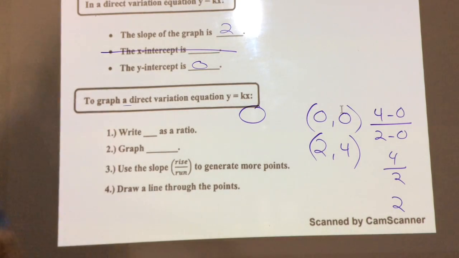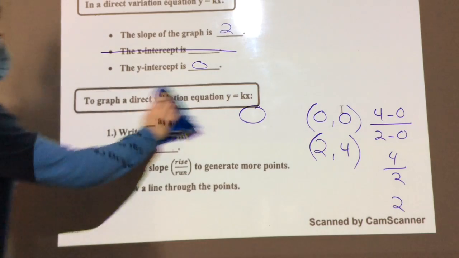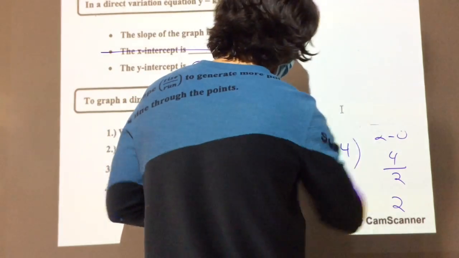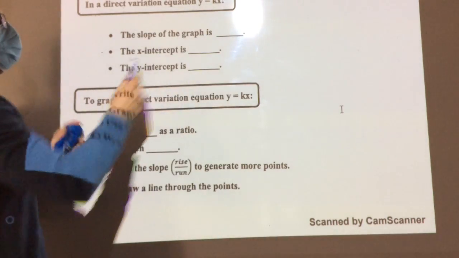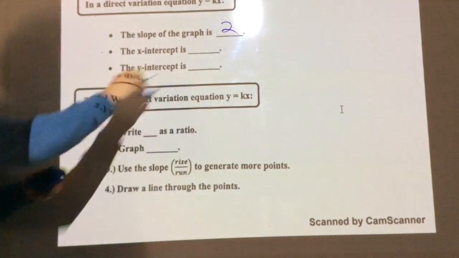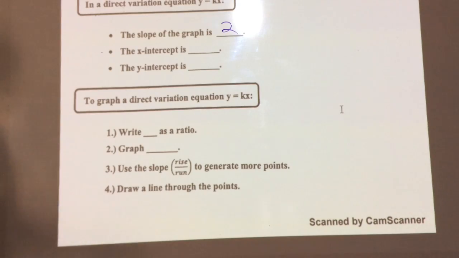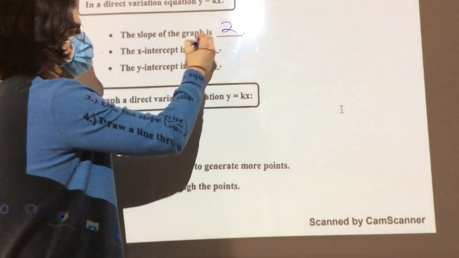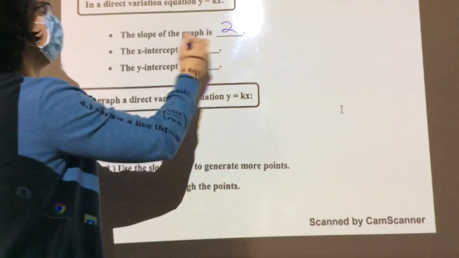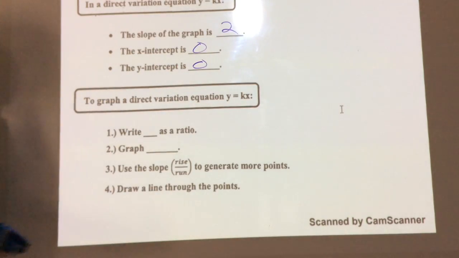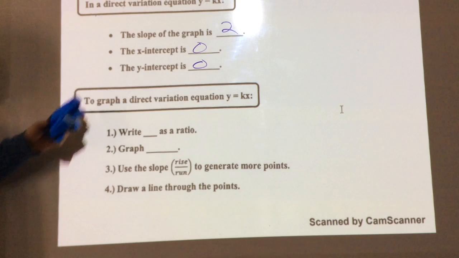So then it says, to graph a direct variation equation, y equals kx. Let me rewrite that. If you wanted to know the x-intercept just because you were feeling like you wanted to know knowledge, the answer would be 0. Can anybody tell me why the answer would be 0? Yeah, great job. Because it goes through the origin, so therefore it's 0, 0.